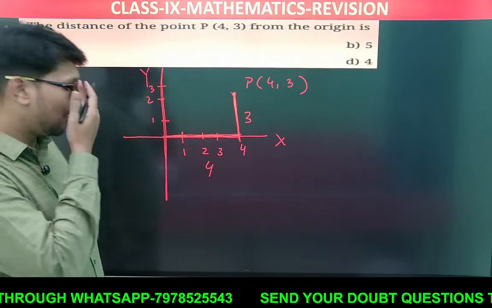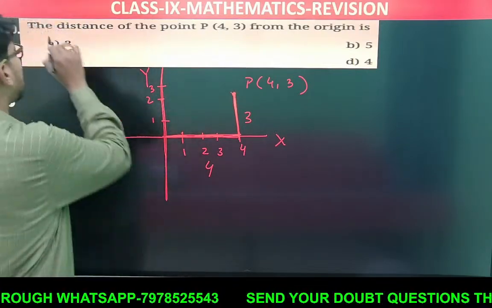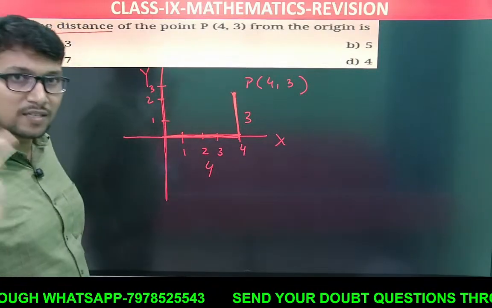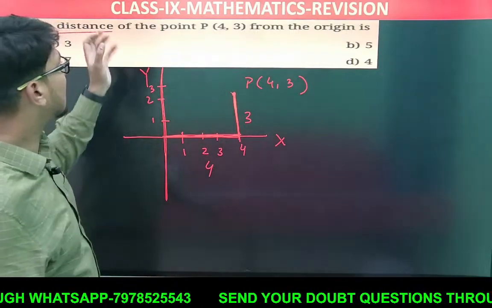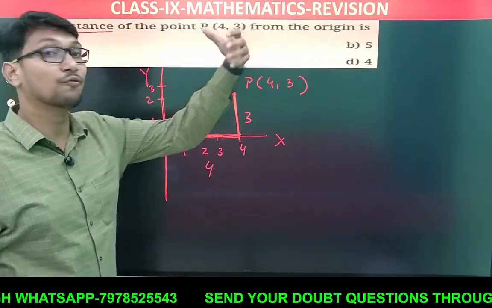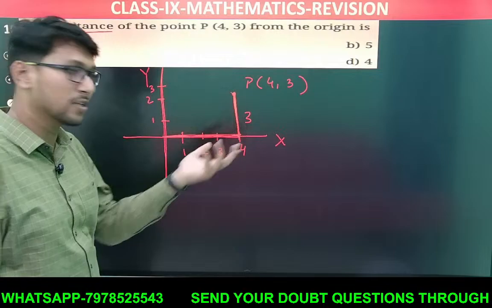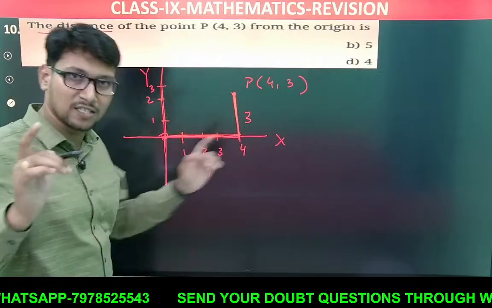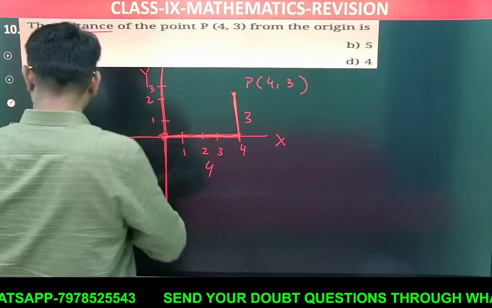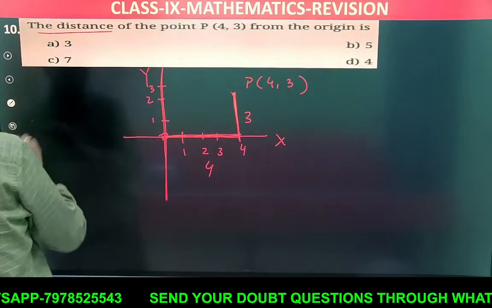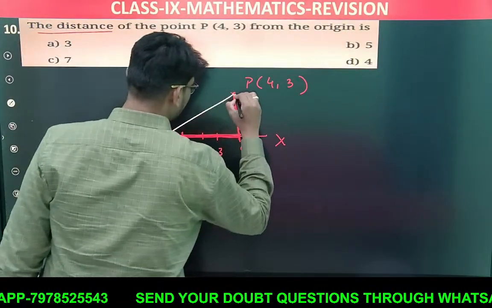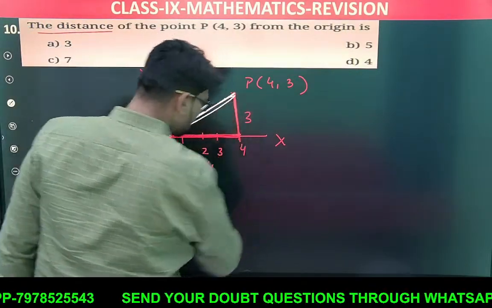Okay. Now dear student, check karo. The question is asking about the distance of the point P from the origin. Where is the origin? This is the origin, right? So how far is it from the origin? Let me change the color so you can understand. So now this distance is being asked. So what is it?